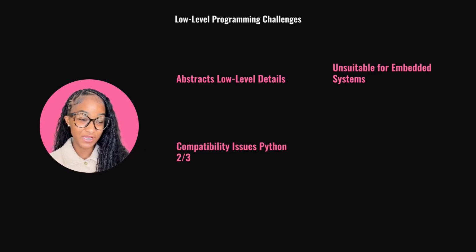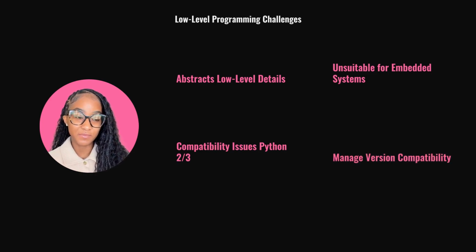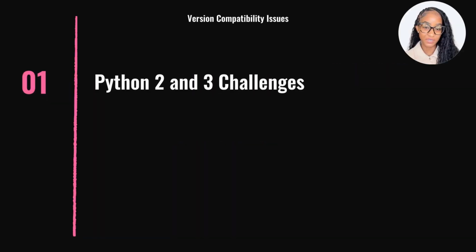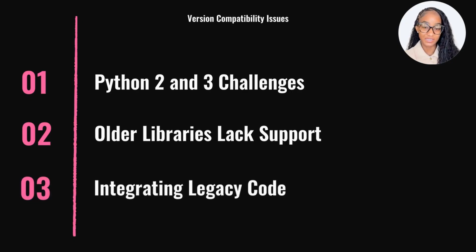Compatibility issues between Python 2 and 3 can be problematic. Many older libraries lack support for Python 3, so developers need to manage version compatibility carefully. This can complicate projects, especially when integrating legacy code with modern Python applications.